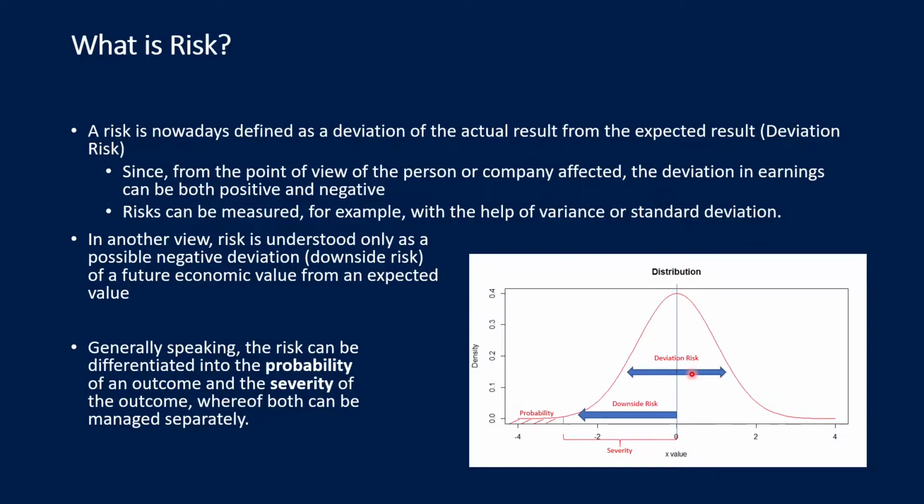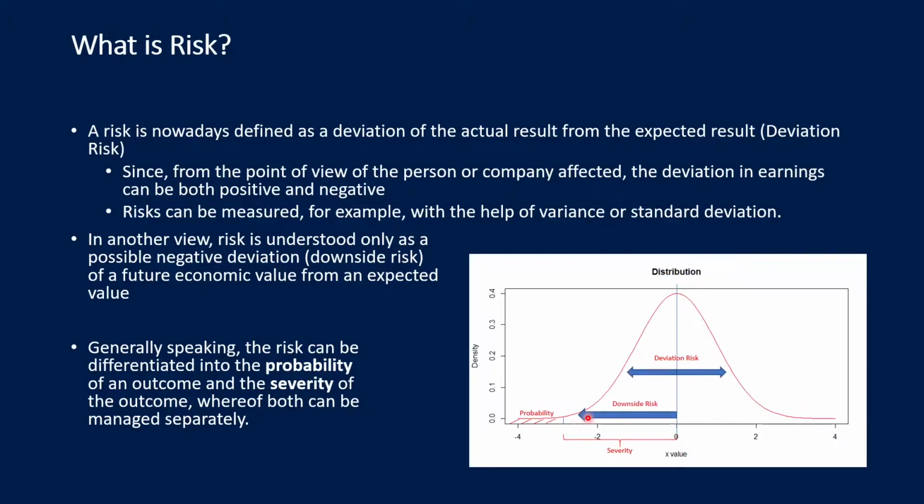Accordingly, we can use something like a variance or a standard deviation for the measurement of this risk. But there's also another view in which risk is understood only as a possible negative deviation, what we call a downside risk. So we only see a negative deviation.